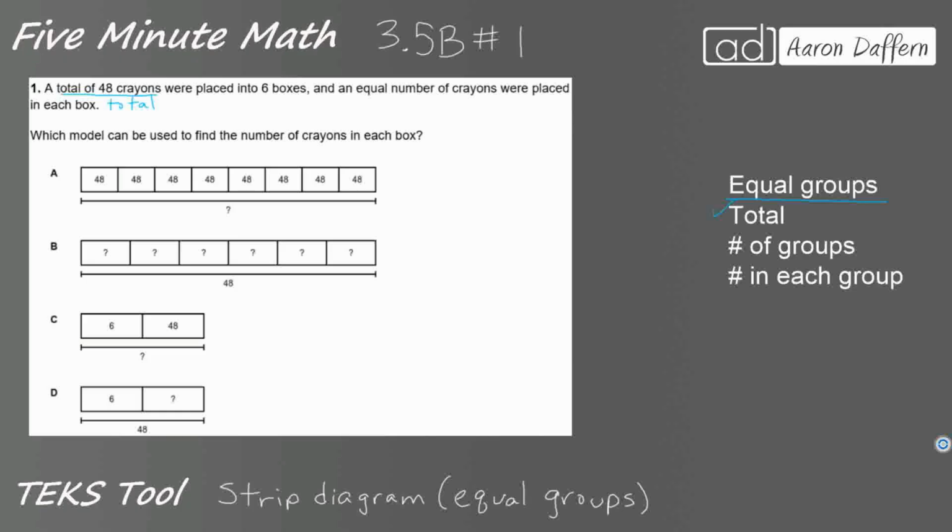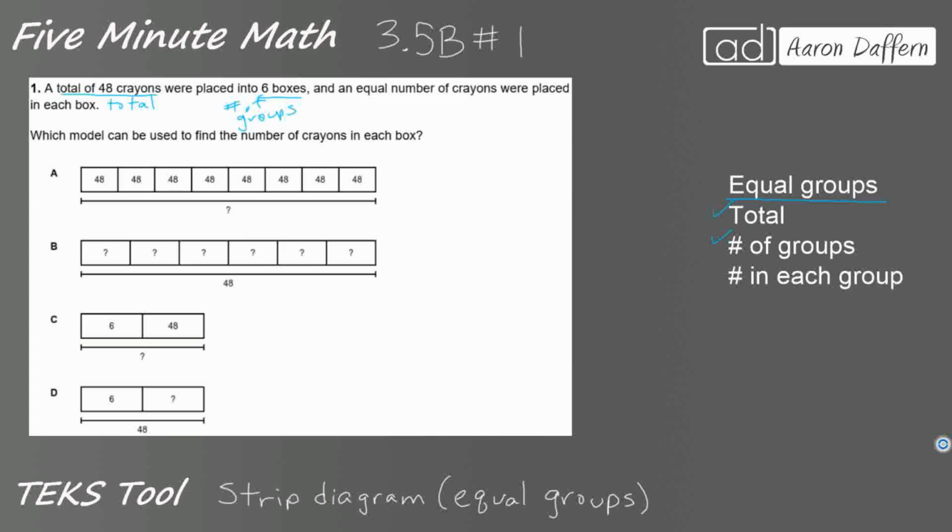That's our whole. Were placed into 6 boxes. All right. In these equal groups, there's always going to be something that is going to group the items, whether it be a box or a drawer or a bucket or a bag. In this case, our groups are going to be our boxes. So 6 groups tells us our number of groups. And so we can label this here, number of groups. So we've got those two, and an equal number of crayons were placed in each box.